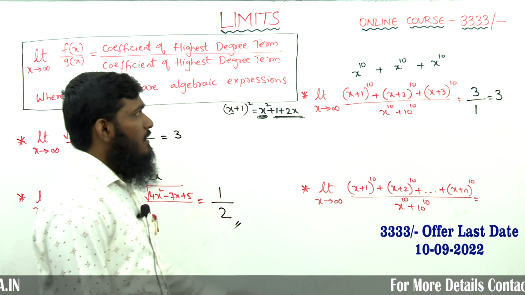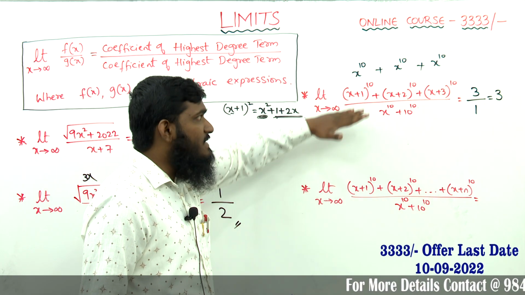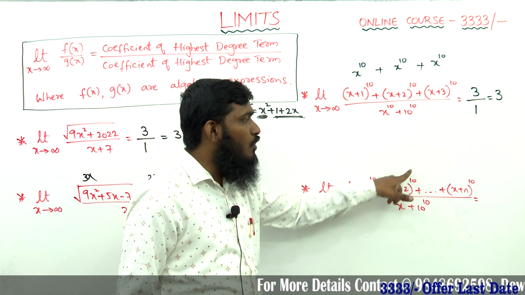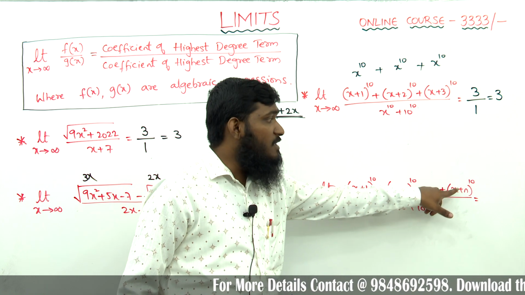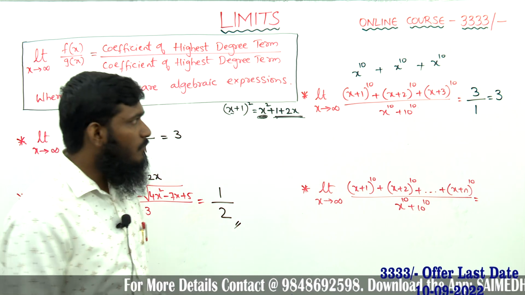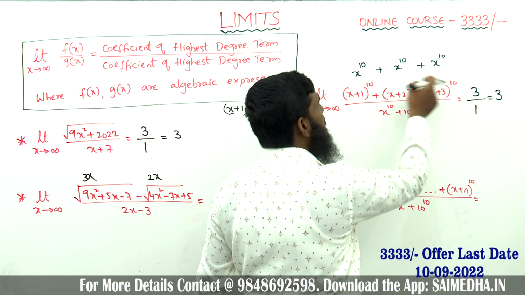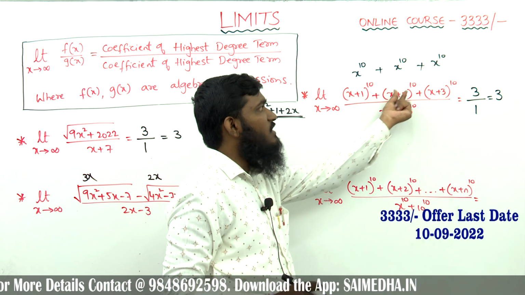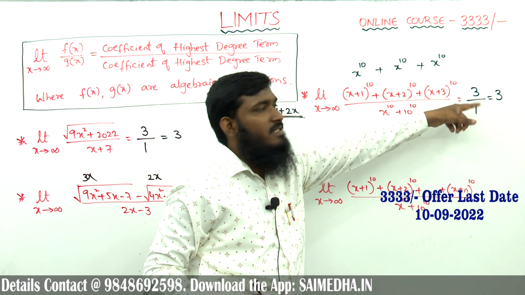Understood? Now this question is also very similar to this part. Limit x tends to infinity, (x plus 1) whole power 10 plus (x plus 2) whole power 10 plus so on up to (x plus n) whole power 10, divided by x power 10 plus 10 power 10. In the previous part, we had 3 terms in the numerator: x plus 1, x plus 2, x plus 3. So we got the answer as 3 there.